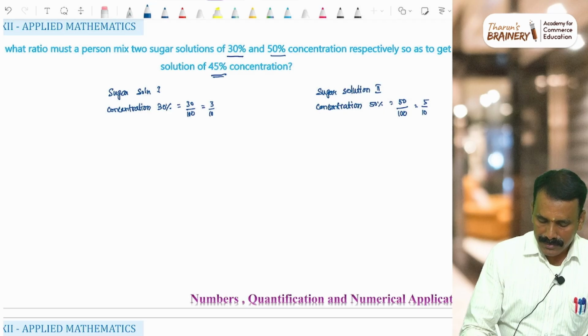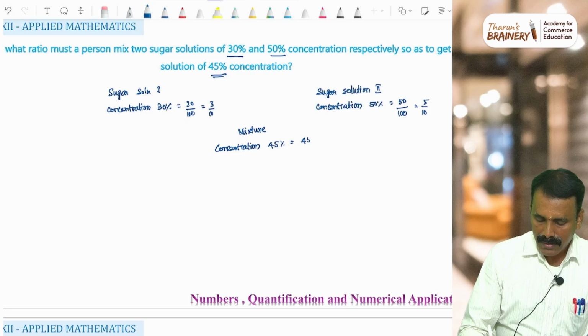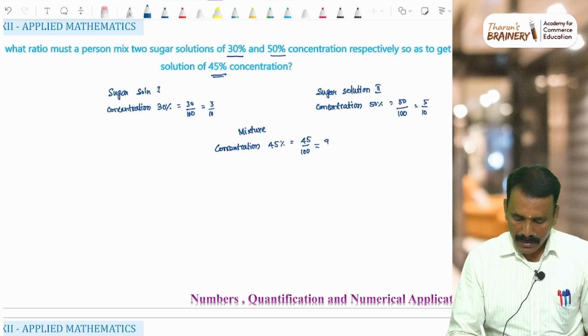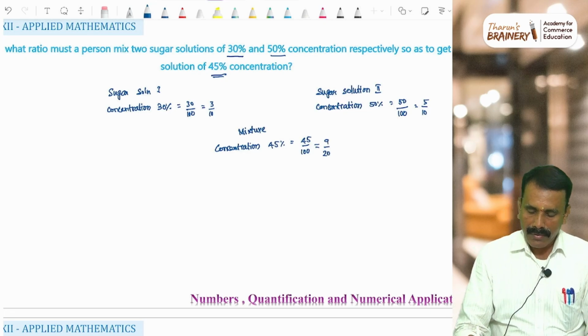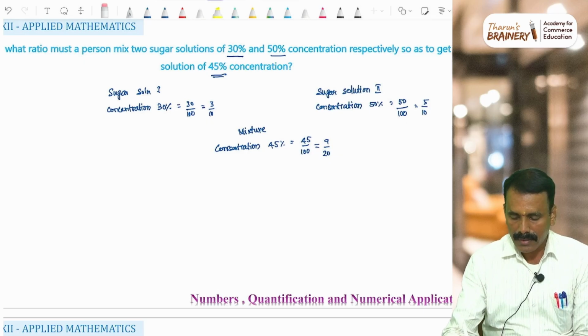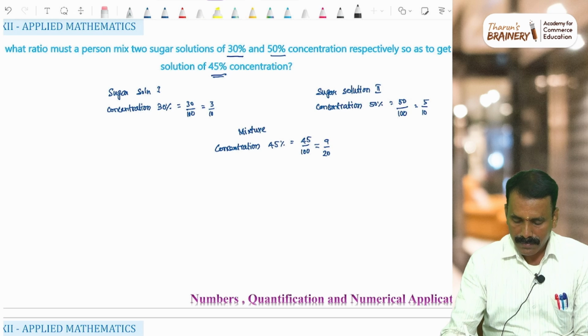And the resulting mixture concentration is 45%, which is simplified as 45 by 100. When you simplify this expression, it turns out to be 9 by 20. So here we have two denominators, one is 10, the other one is 20. So we try to find the LCM. LCM of 10 and 20 is naturally going to be 20.